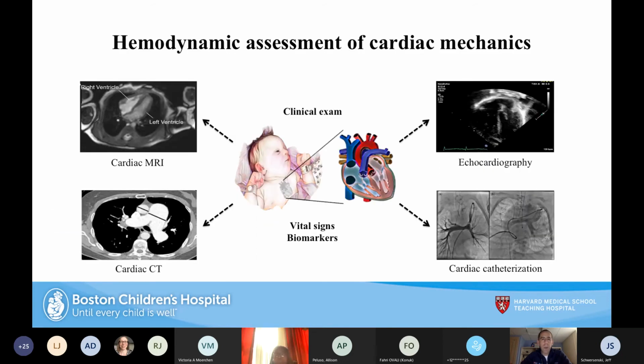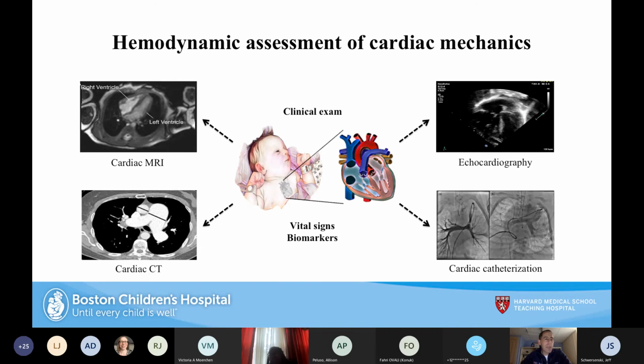as we are trying to target and manage these children one by one. So I want to shift now to understanding the hemodynamic assessment of cardiac mechanics, now that we have a good understanding of how the preterm heart is different. So in neonates, you can look at cardiac MRI, cardiac CT, cardiac catheterization, but those are not the easiest modalities to get in a sick preterm infant.